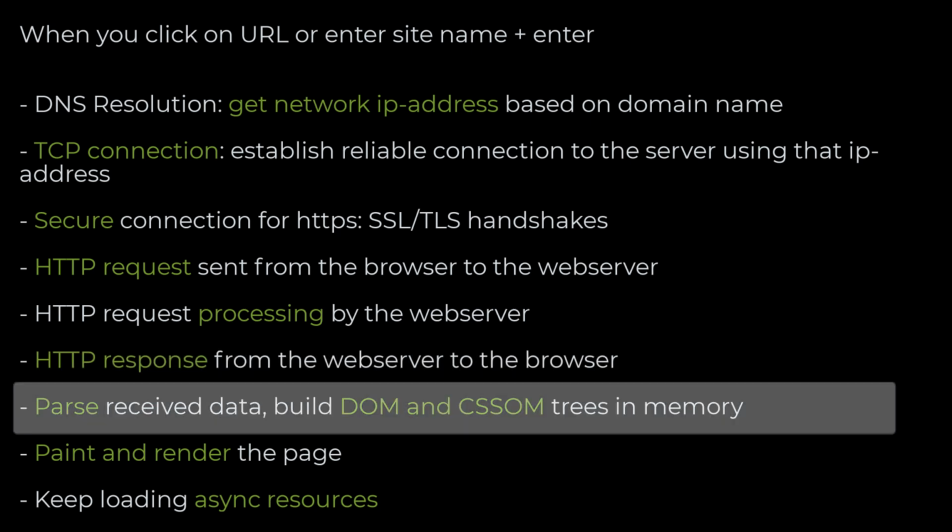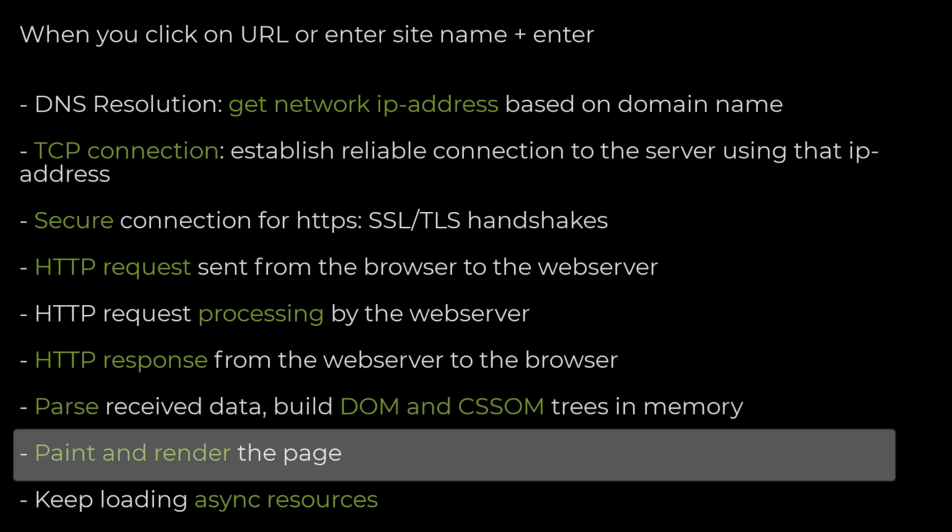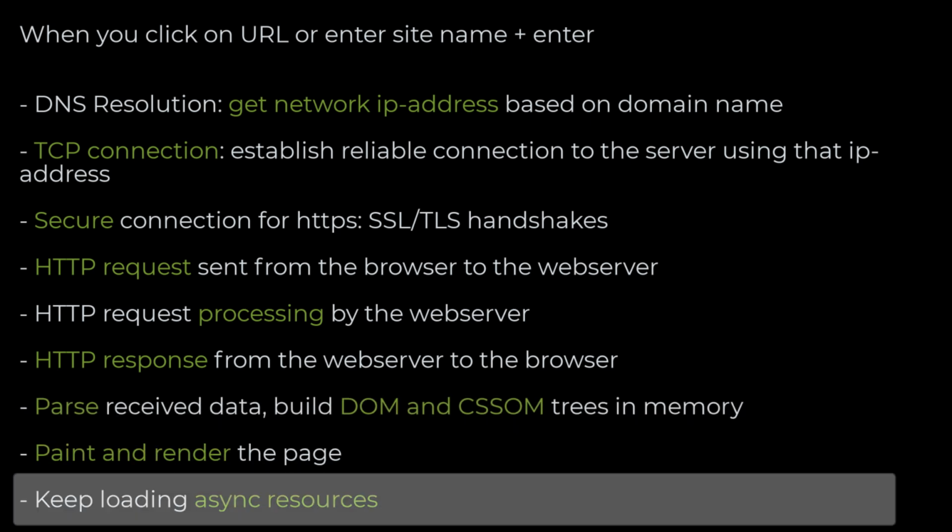Once the browser receives the data from the server, it parses the HTML file, creates the document object model tree, parses the CSS style sheets, and builds the CSS object model, all done in memory, then renders the page and keeps loading resources asynchronously. So we have reviewed on a high level how the browser is interacting with the server and how connections are being established and what happens behind the scenes.